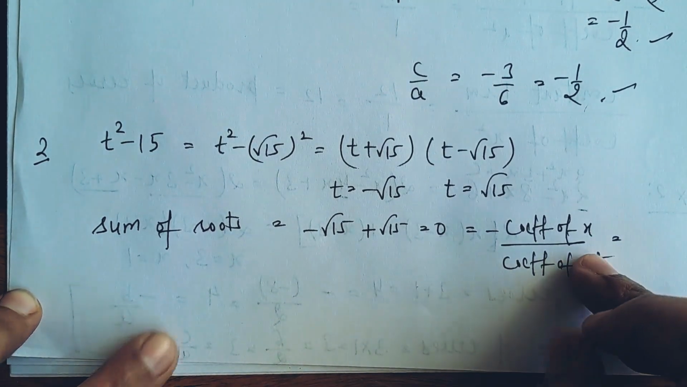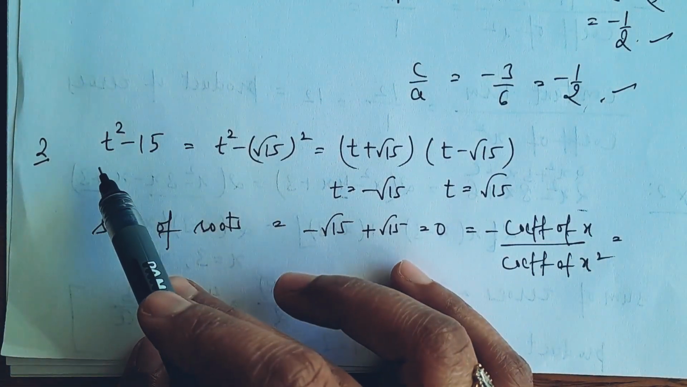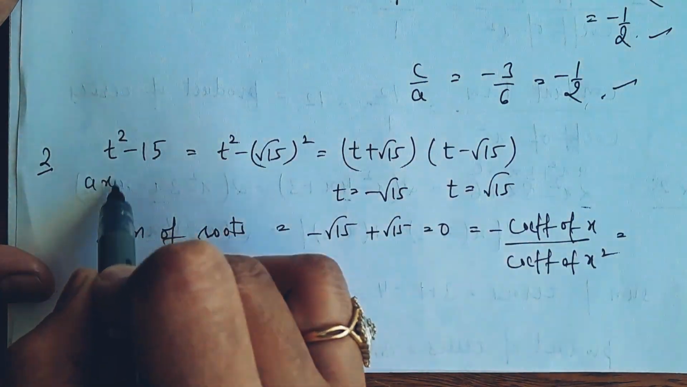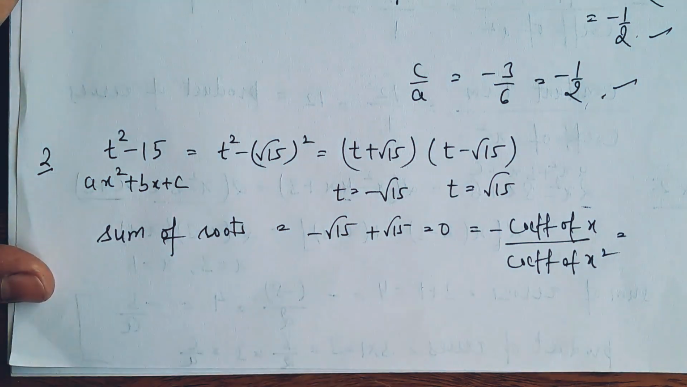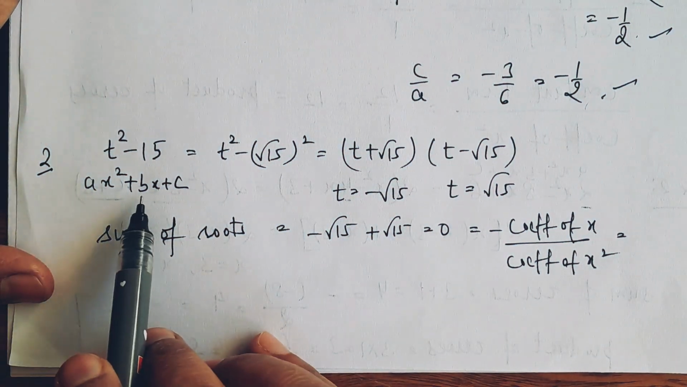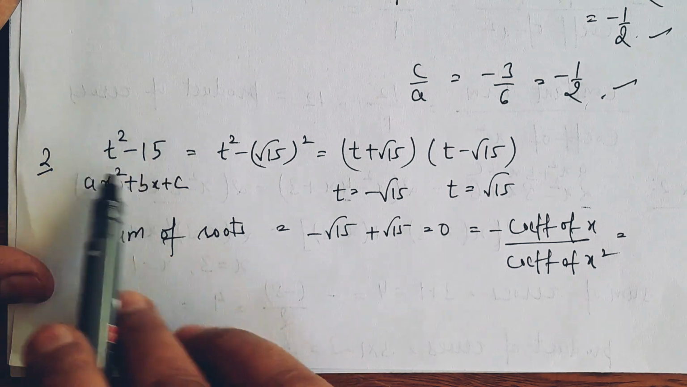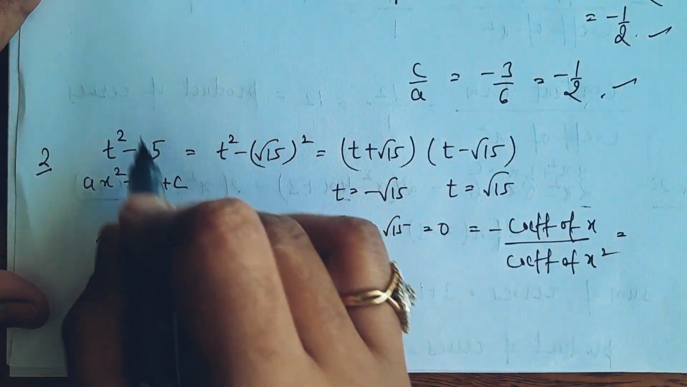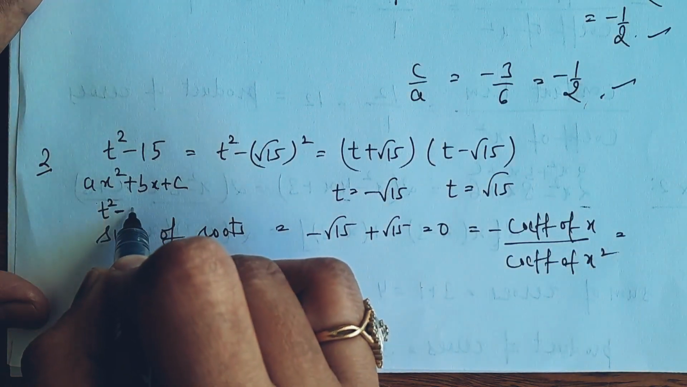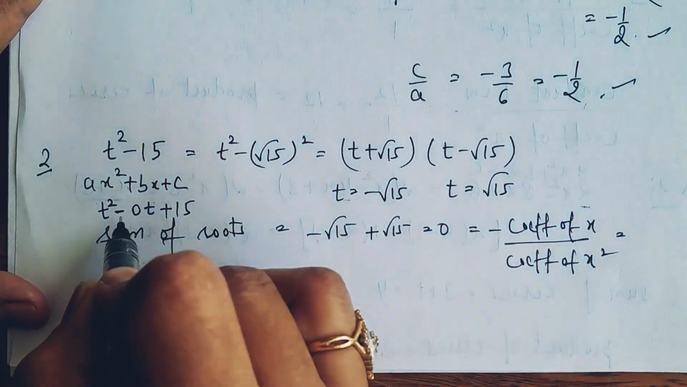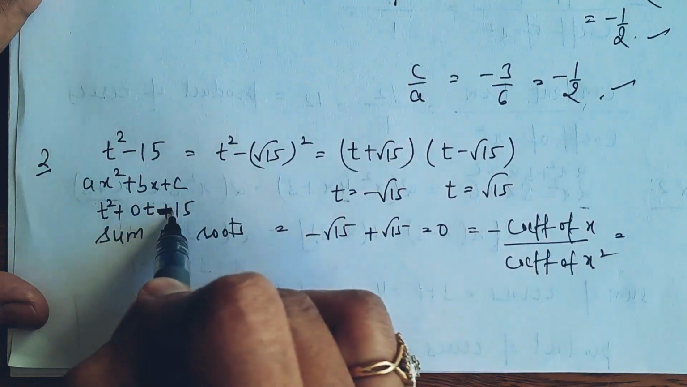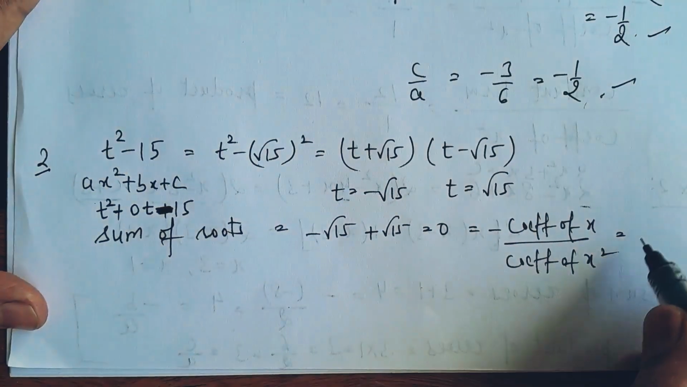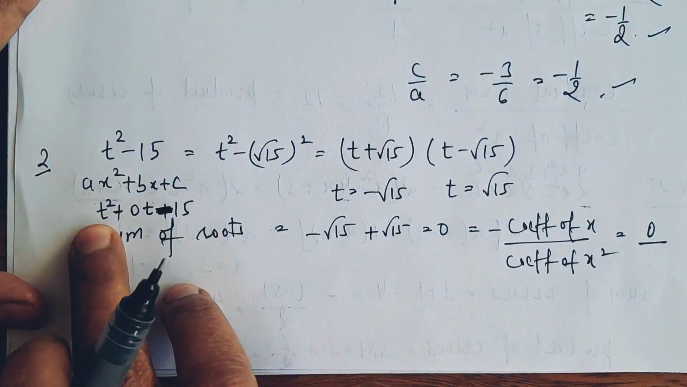So coefficient of x, what do you have from here? Now there are no terms of the single power. If you compare this with the general polynomial ax square plus bx plus c, that means here the coefficient of x is not given, no term with the power t is given. So that means the coefficient is 0. We can write this like t square plus 0t minus 15, like this. So that means the coefficient of t is 0 here, and the coefficient of x square is 1.